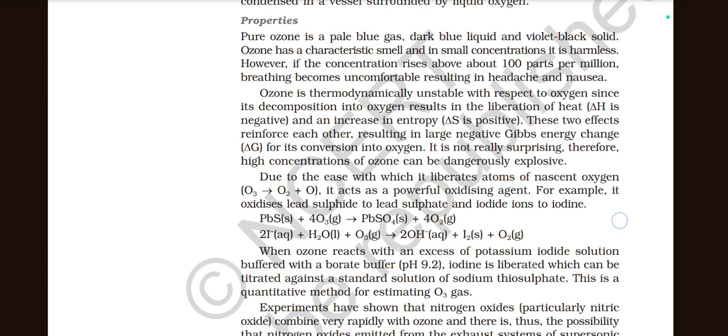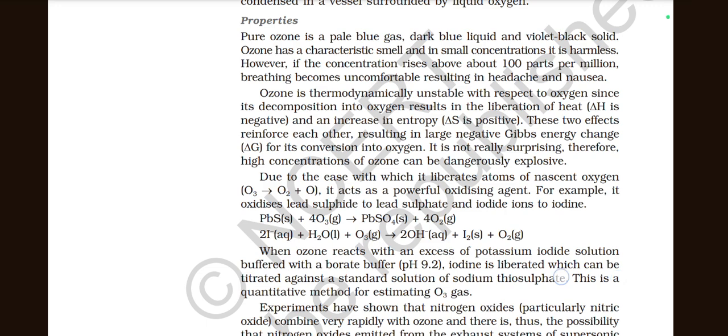Ozone is thermodynamically unstable with respect to oxygen, since its decomposition into oxygen results in the liberation of heat and an increase in entropy. These two effects reinforce each other, resulting in a large negative Gibbs free energy change for its conversion into oxygen. It is not really surprising, therefore, that a high concentration of ozone can be dangerously explosive.